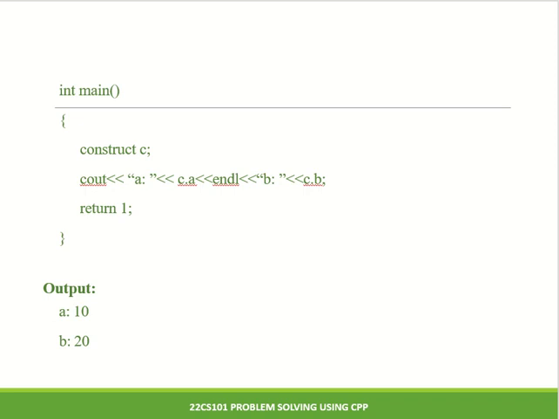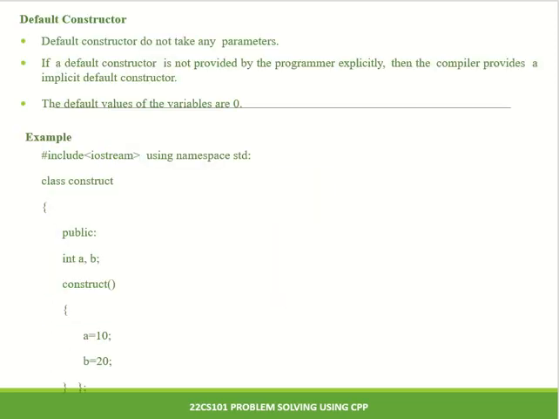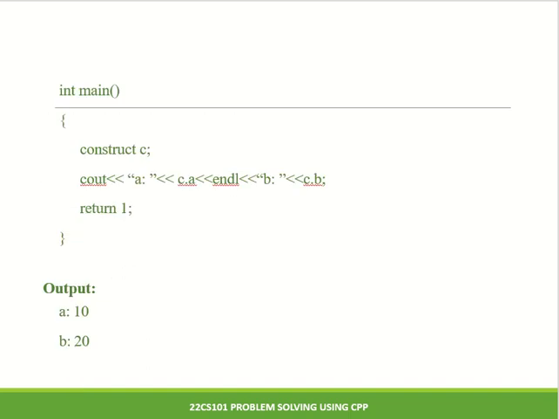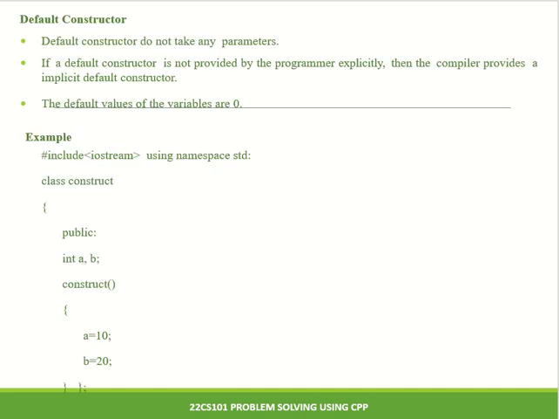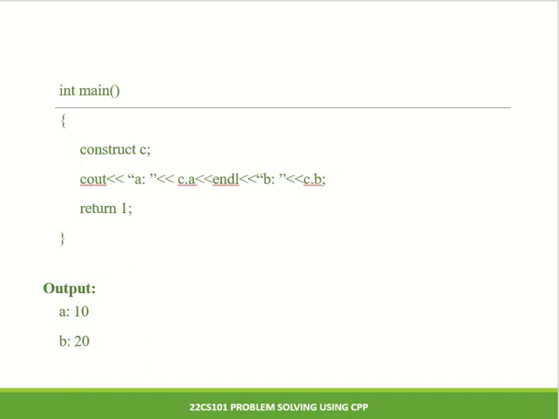Now the output is a colon 10 and b colon 20. You can see here we are assigning a is equal to 10 and b is equal to 20, so the value is displayed. When the object is created, the constructor is automatically invoked, a is assigned 10 and b is assigned 20, and when we print the values, a colon 10 and b colon 20 will be the output.